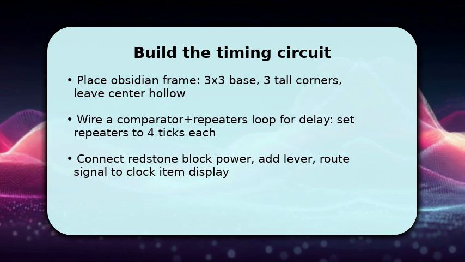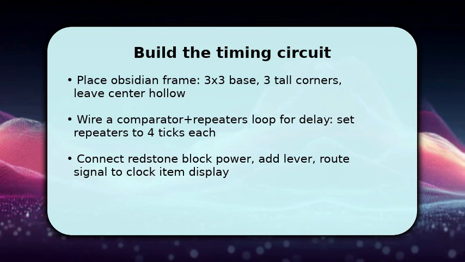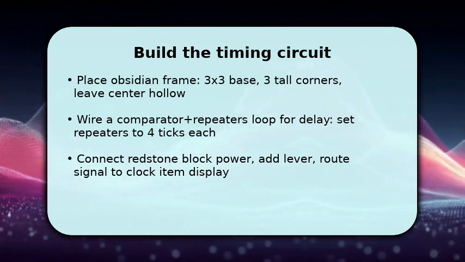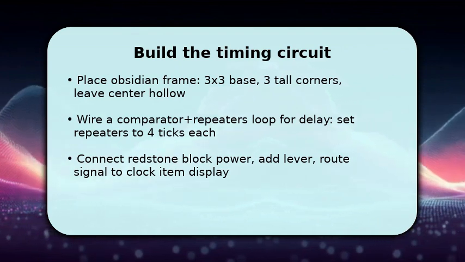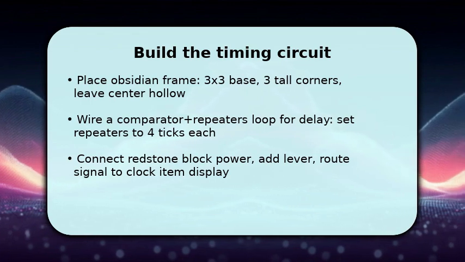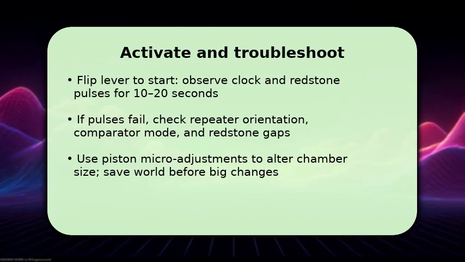Once done, attach the redstone blocks and route the line to the clock item display inside the chamber so the circuit visibly syncs with the clock. Make sure to test short pulses and adjust repeater delay to match desired rhythm. You finish by activating the machine and verifying that timing and visuals align.